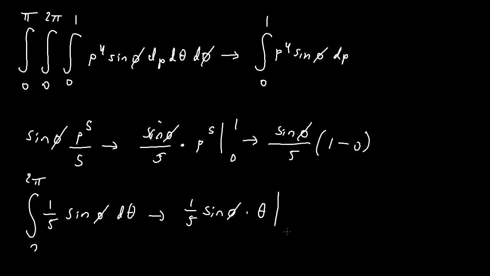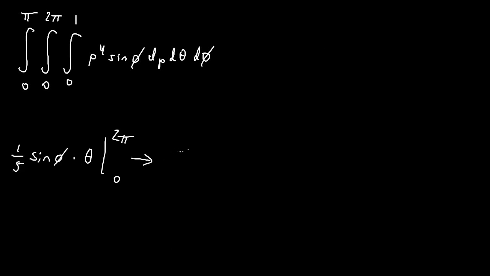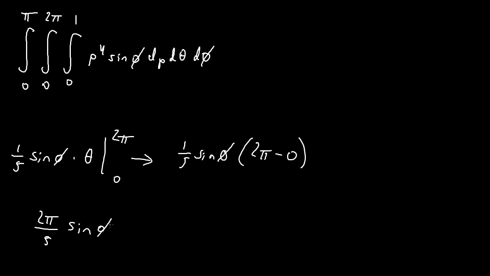We can evaluate from the theta bounds of 0 to 2 pi. So when I evaluate, we get 1 over 5 times sine of phi times, when I plug in 2 pi for theta, we get 2 pi, and then when I plug in 0, we get minus 0. So then we just get 2 pi over 5 times sine of phi. Let's go ahead and evaluate the final integral from 0 to pi with respect to phi this time. So 2 pi over 5 is just a constant, and the integral of sine of phi is negative cosine phi.